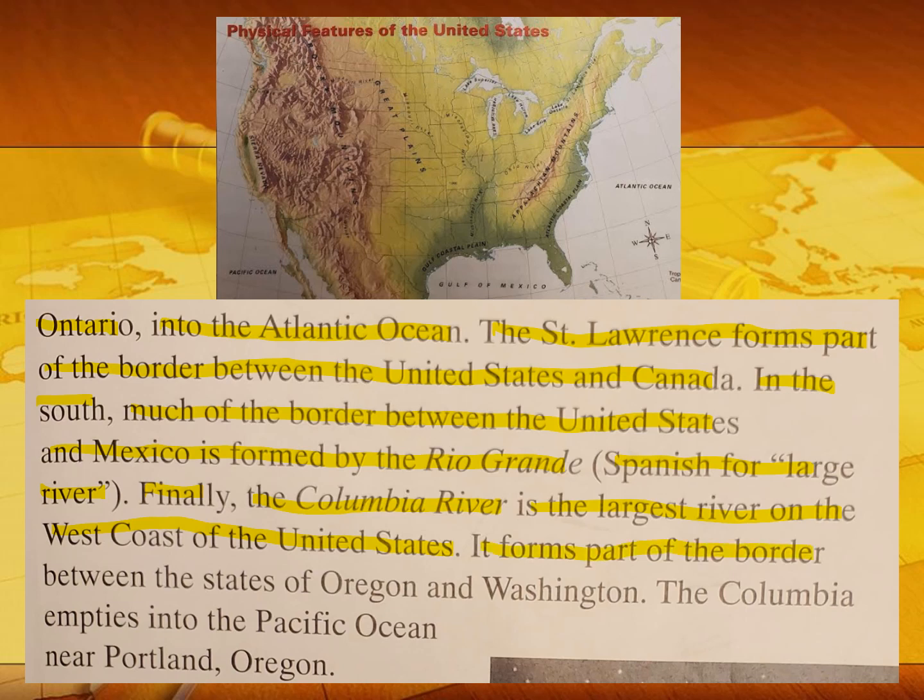It forms part of the border between the states of Oregon and Washington. The Columbia empties into the Pacific Ocean near Portland, Oregon.